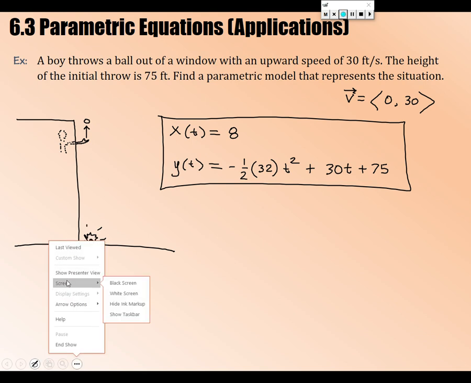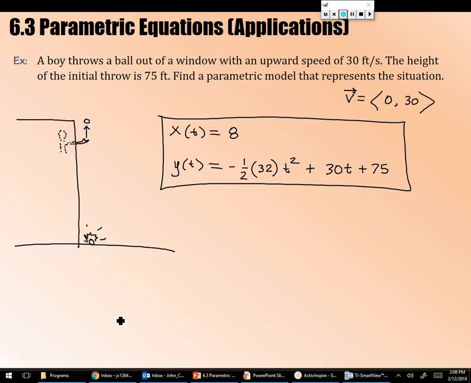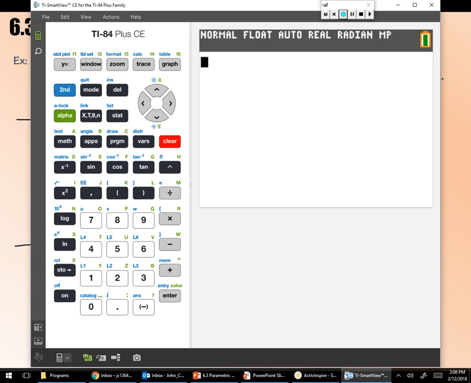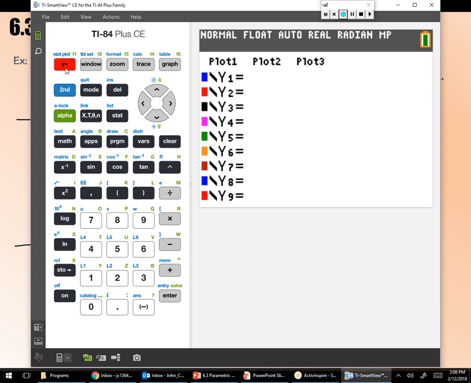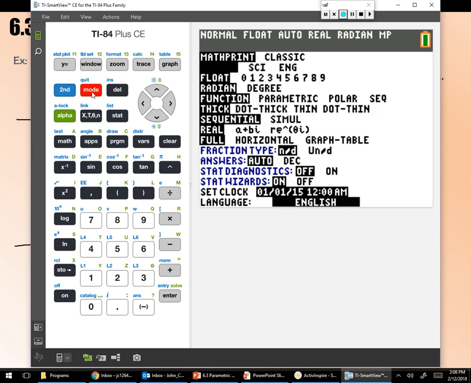Does that really capture the movement of this ball? Time to get your calculator out if you haven't already. If you've got your calculator in its normal mode, I'd like you to hit mode and then follow along button by button here. Go to parametric mode instead of function mode. Did you know your calculator could even do that? So exciting. Okay, so change your mode to parametric.